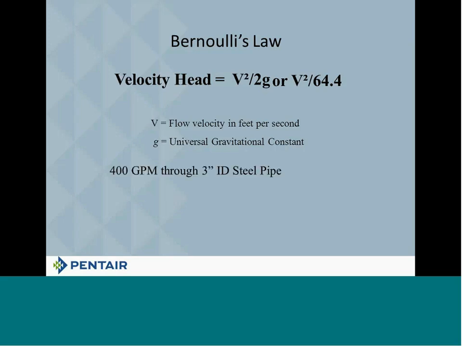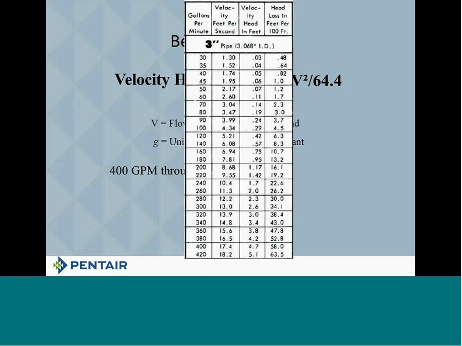Now, I'm going to do something that I would never recommend you to do. I'm going to say, let's put 400 gallons a minute through a 3-inch ID steel pipe. The reason that I wouldn't ask you to do this really is because if you look down here, now we're on page 3 again in the engineering manual. If you look here, we're in the 3-inch pipe, and there's your flow rate, there's your velocity. So we come down to our flow rate of 400, and you'll notice your velocity, 17.4.